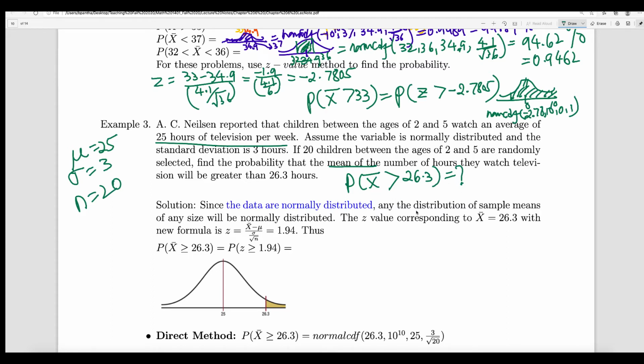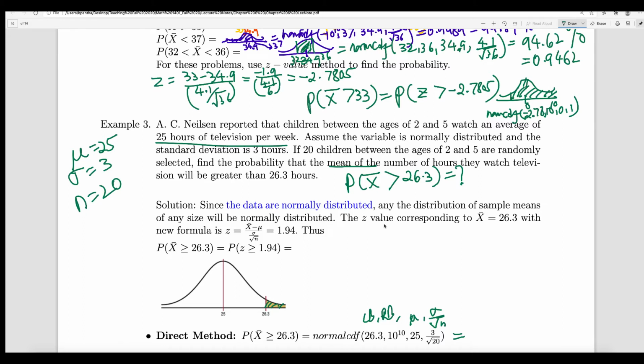Now I'm using both methods. The direct method will be P(x bar greater than 26.3) equals normal CDF. This is the graph, right? The right area means 10 to the 10, and then 25 is the mean. So left bound, right bound, mean, and then sigma over root n, because we are talking about the x bar. That's why you do that directly.